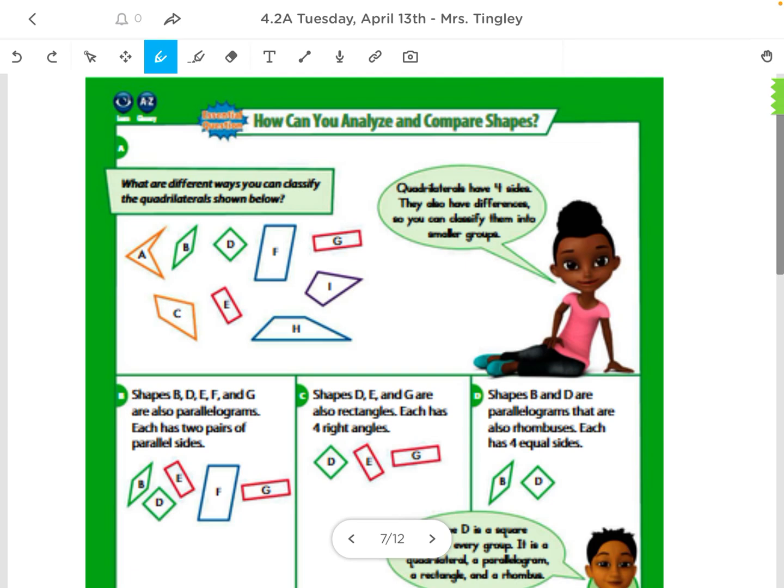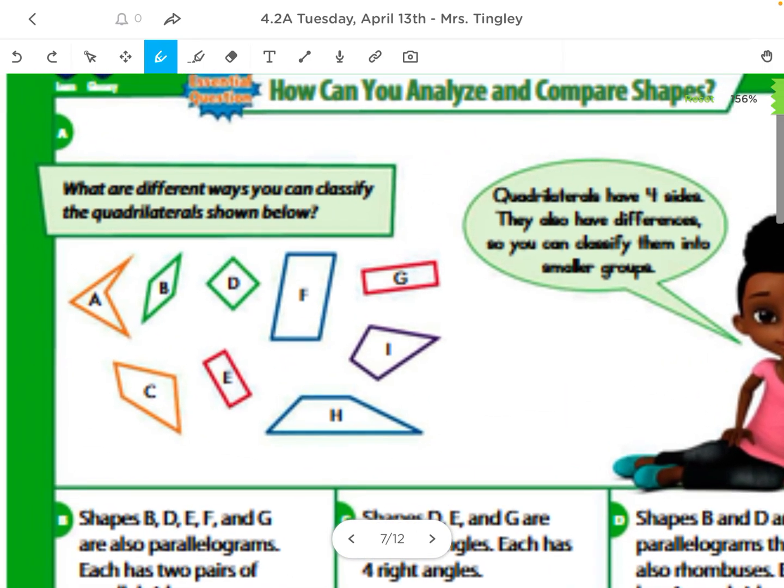Math skill for today. We're going to continue looking at different quadrilaterals. Those are shapes that have 4 sides. Now, you can compare these by using the angles, parallel lines, and the side lengths. Now, what are different ways you can draw the quadrilaterals shown below?